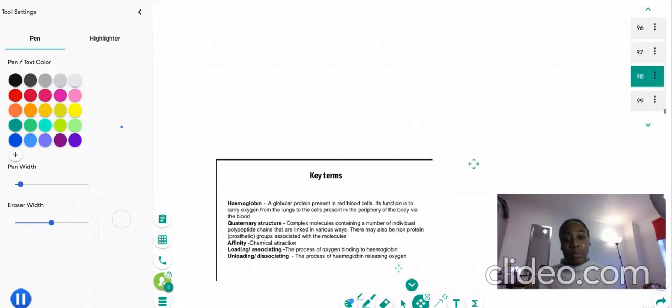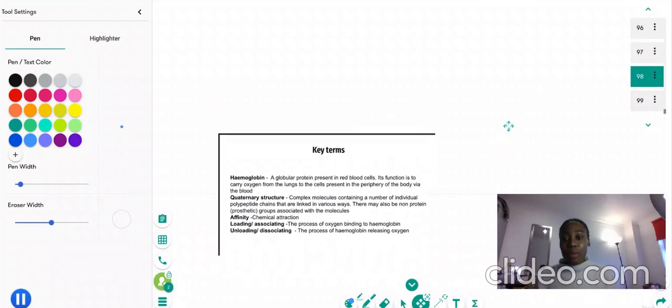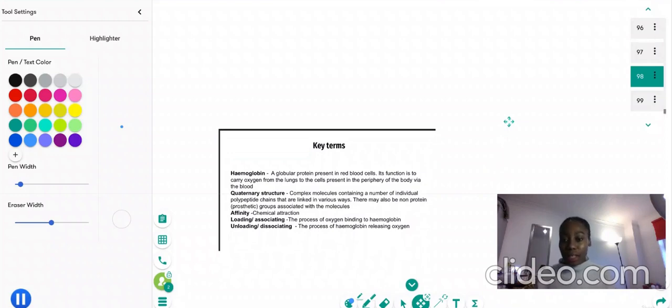The key terms for the hemoglobin topic in general would be hemoglobin, quaternary structure, affinity, loading and associating, and then unloading and dissociating. Today, we're going to focus mainly on the top two and the last two definitions.